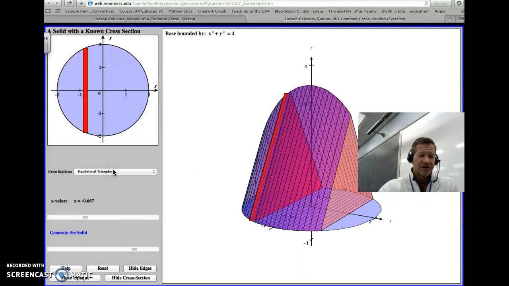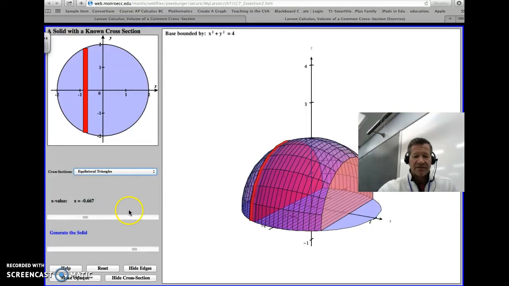Let me see what else I could do here. I could go to semicircles, make it look even different yet. Circles, it'll just look like a sphere. That's no fun. Let's go semicircles, it'll look like a hemisphere. So if I do semicircles, now it kind of looks like that. It looks kind of like a dome stadium or something like that. And now you'd have to find the cross-sectional area of a semicircle times its thickness and integrate all of them from -2 to 2.